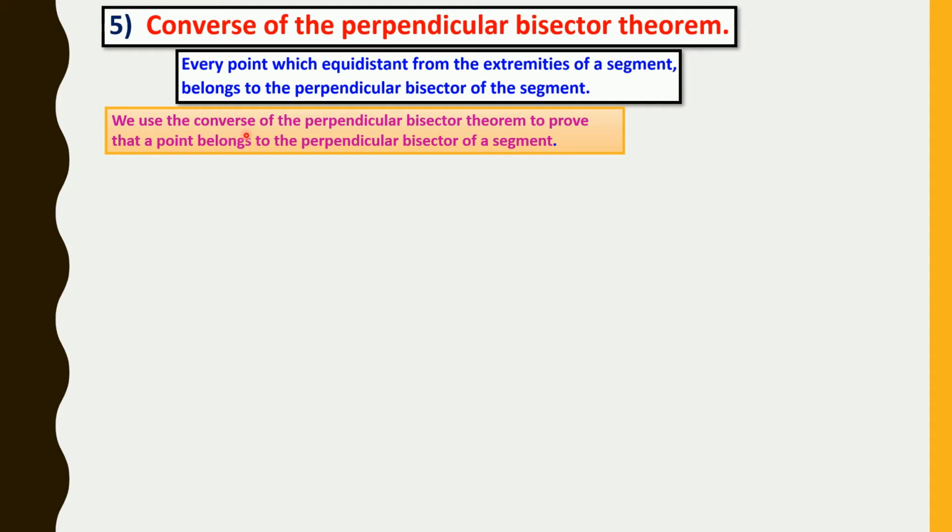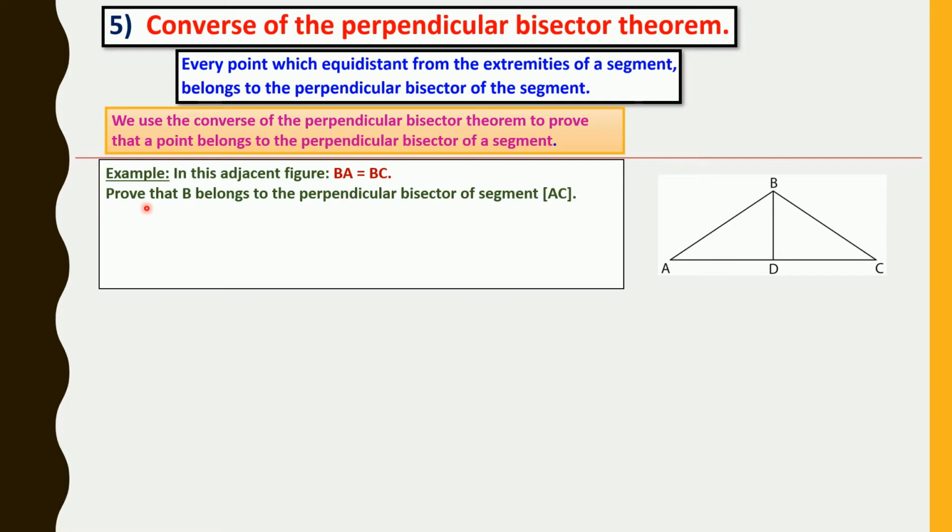We use the converse of the perpendicular bisector theorem to prove that a point belongs to the perpendicular bisector of a segment. Let's see this example to understand this converse more. Example: in this adjacent figure, BA equals BC. Prove that B belongs to the perpendicular bisector of segment AC.